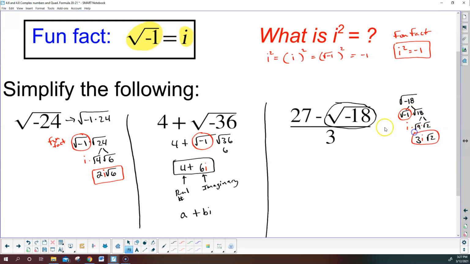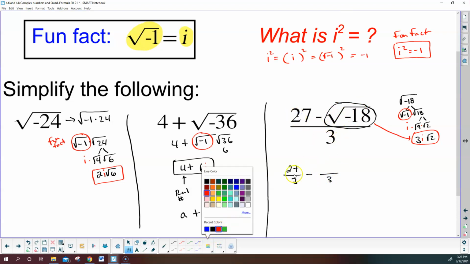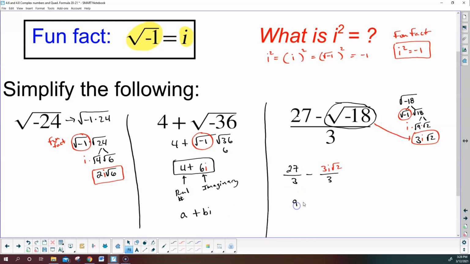So the square root of -18 is going to be rewritten. Now watch how I write this. I've got 27 divided by 3 minus the square root of negative 18 divided by 3. I'm going to divide each piece by its own 3. And then when I do that, I'm going to replace the square root of negative 18 with 3i square root of 2. And in doing that, we know 27 divided by 3 is 9.